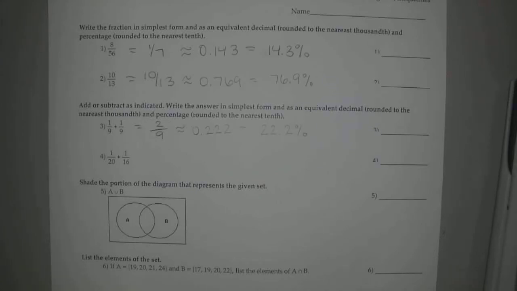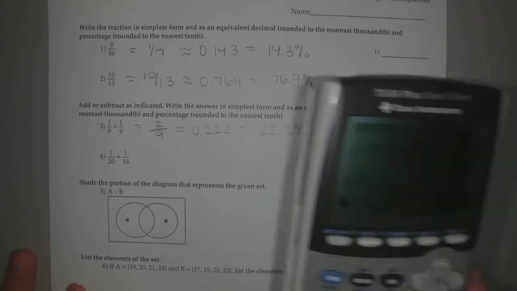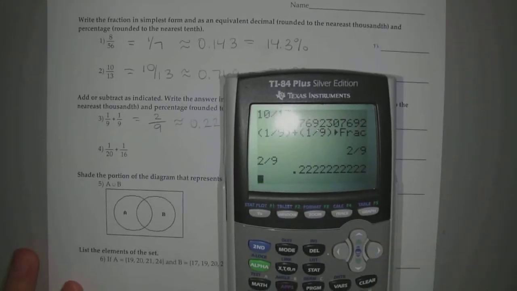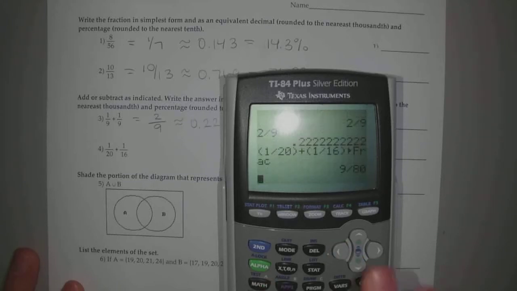All right, this one is where you'd have to find the LCD. What's the smallest number that 20 and 16 go into? But we don't have to worry about that. We can let our calculator do it. So we'll do parenthesis 1 divided by 20, parenthesis, plus parenthesis 1 divided by 16. And just hit math fraction, and it'll give you your answer there, 9/80ths.